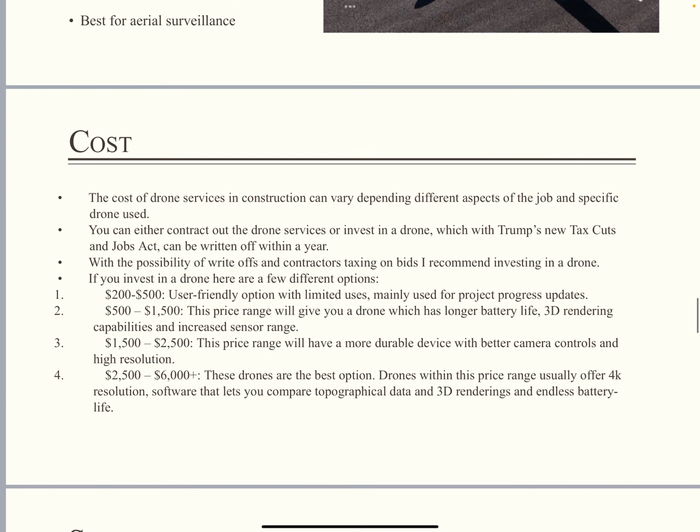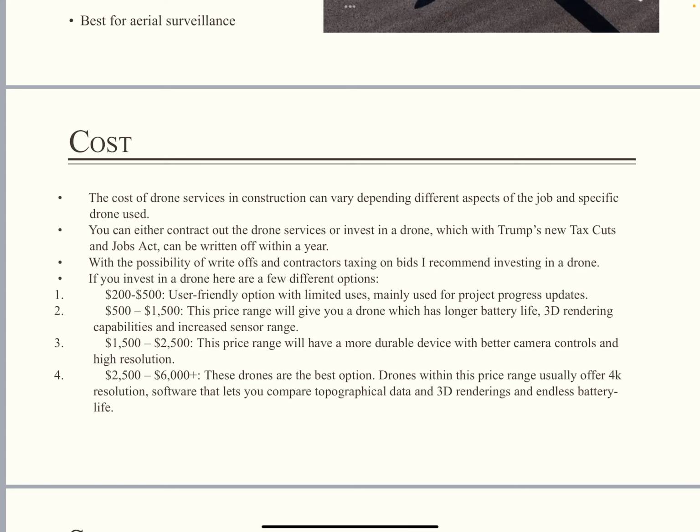So the cost of drones overall can vary depending on the aspects of the job and the specific drone used. You can either contract out drone services or invest in a drone, which with Trump's new tax cuts, well, not new anymore, but when he was in office, allow these drones to be written off within a year. So it makes it pretty profitable for your company. With the possibility of write-offs and contracting taxing on bids, I recommend investing in a drone.